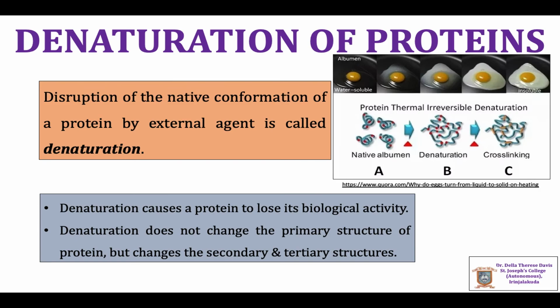Another example is coagulation of milk. When milk is heated with an acid, example lemon juice, the globular milk protein lactoalbumin undergoes denaturation into fibrous form and gets coagulated to form cheese.